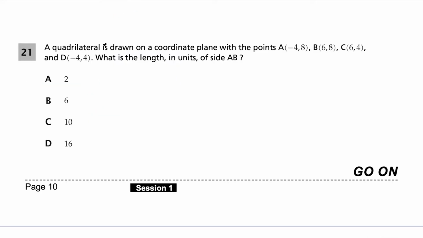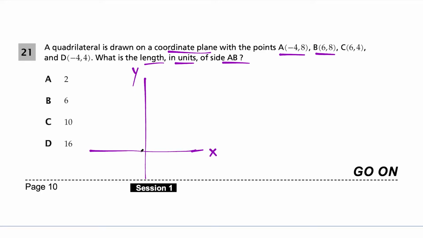Now for question 21, we have a quadrilateral is drawn on the coordinate plane with the points A, B, C, and D. We want to know what is the length in units of side AB. So for this one, we just have to focus on these 2 points here. And for this, we could sketch this. So I'm just going to go ahead and draw an XY axis. And what we have is on this XY axis, point A is located at negative 4, 8.